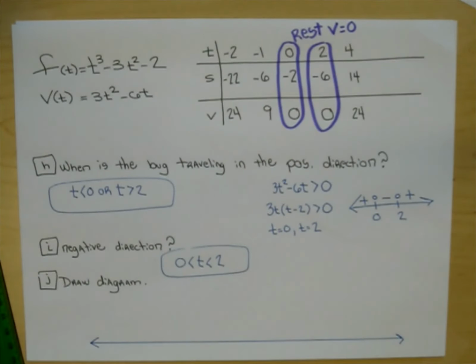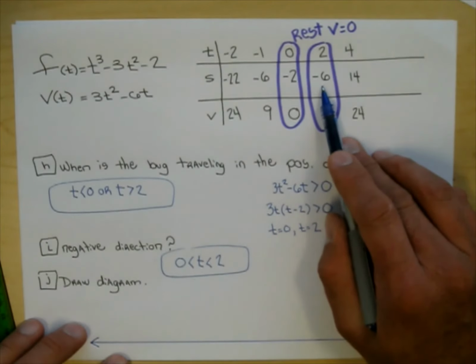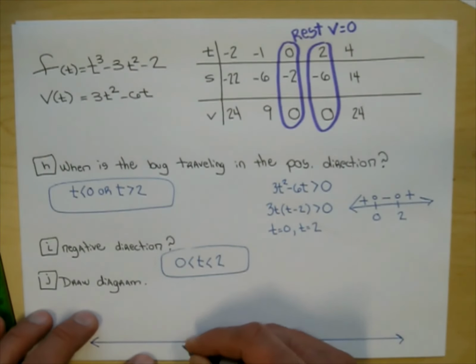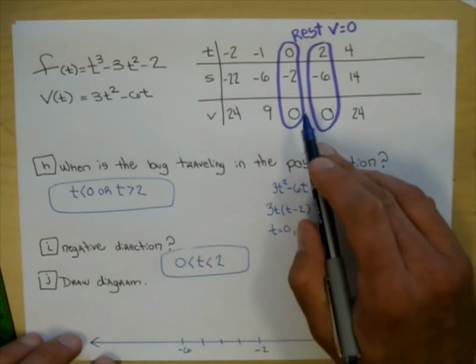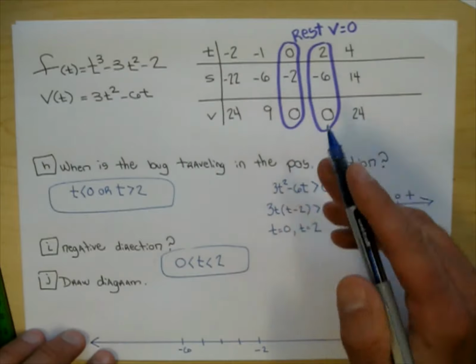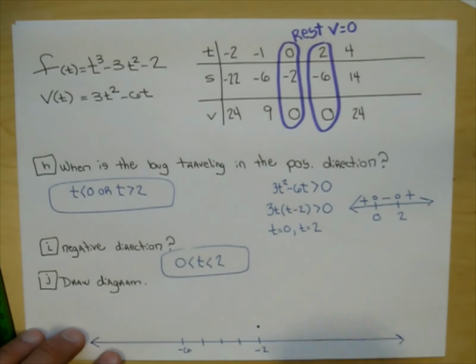So when you draw the resting times, the positions would be -2 and -6. So I'm going to go like this. Here is -6, -5, -4, -3, -2. The first resting position is -2, and I'm going to put a dot there, and then -6.